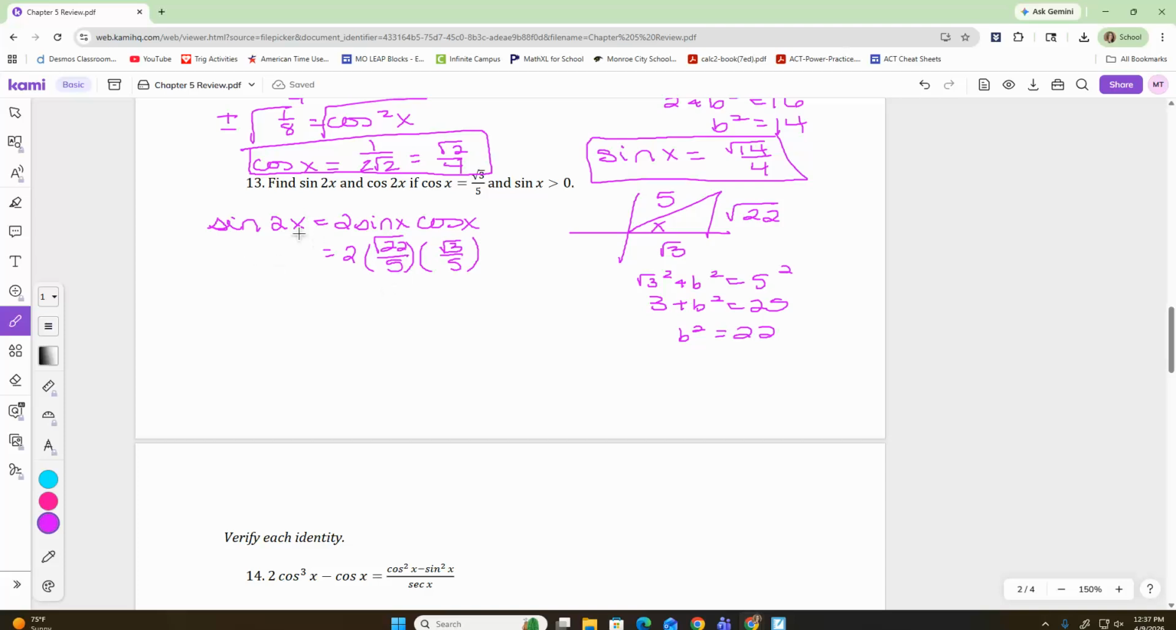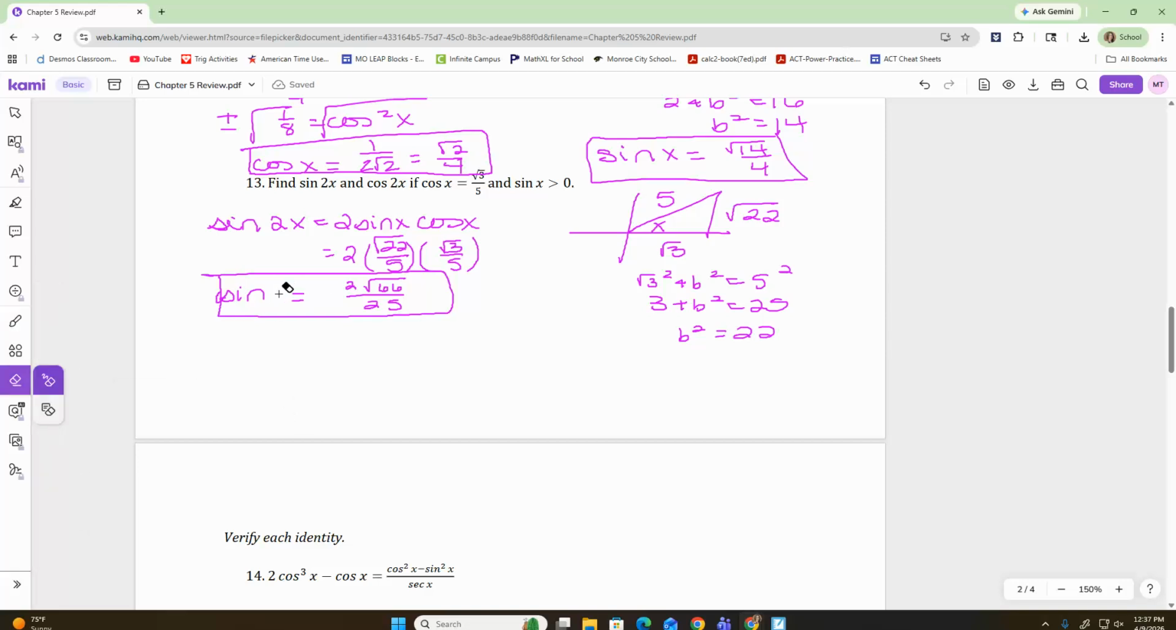I'm still using the formula to find my sine 2x, but now I just have to multiply things out. So we have a 2, radical 66 over 25. Check, 66 doesn't break down. That's sine of 2x right there. So that's my final answer. We need cosine 2x as well. We have 3 formula options. You can pick any of them. Which one do you guys want me to use?